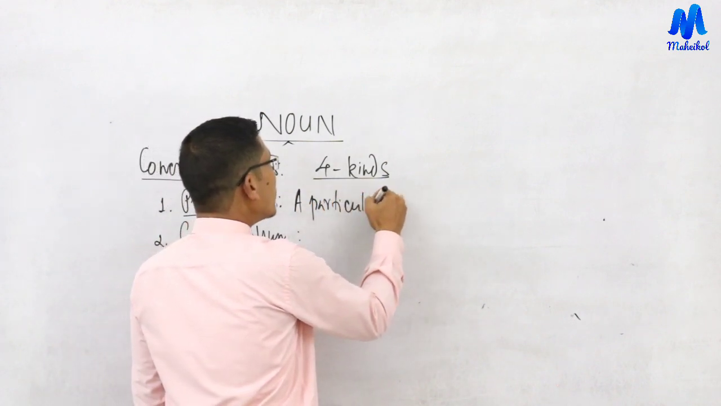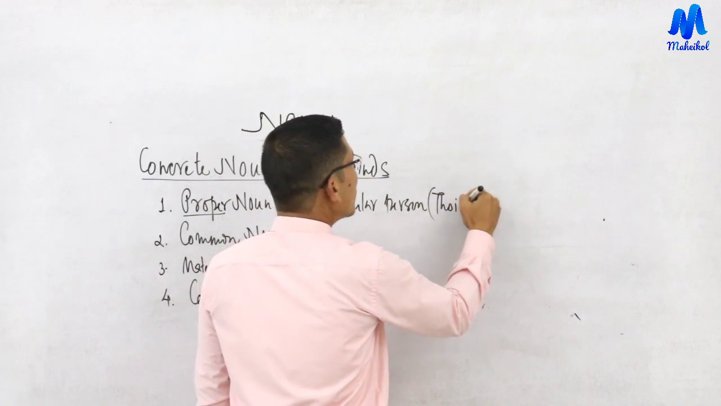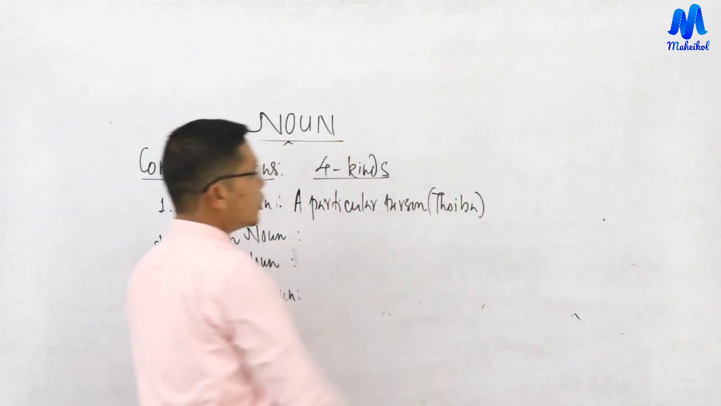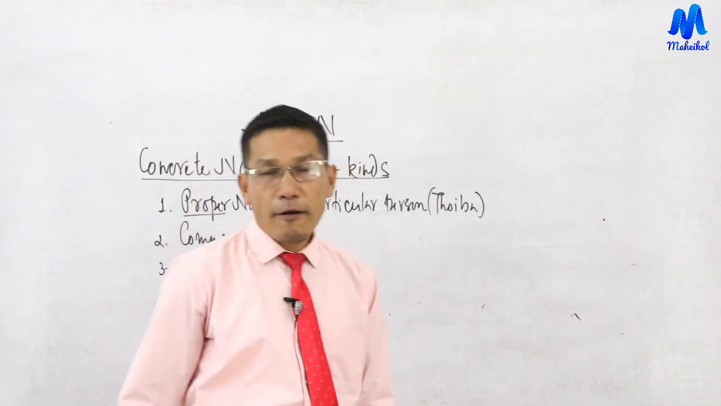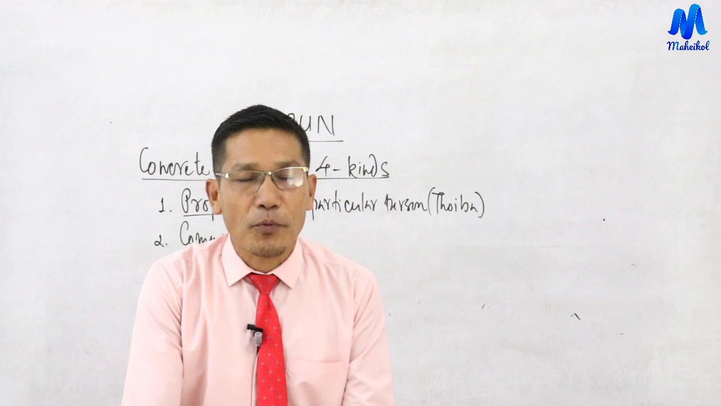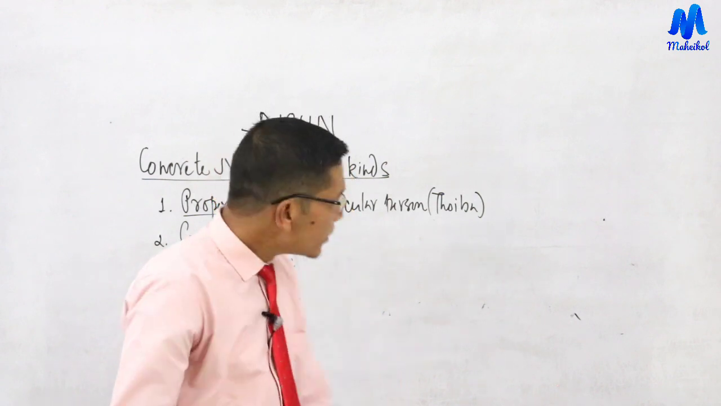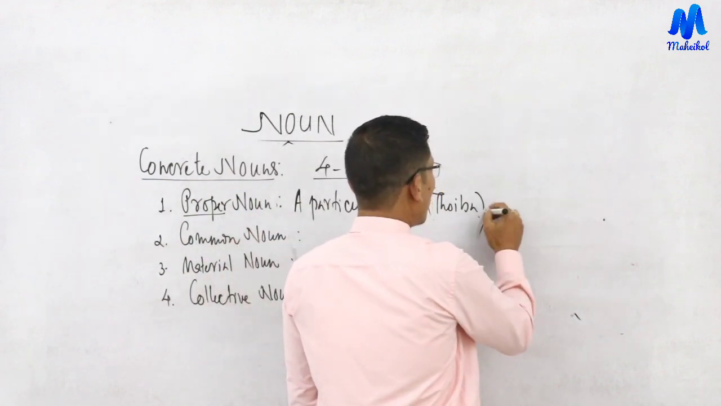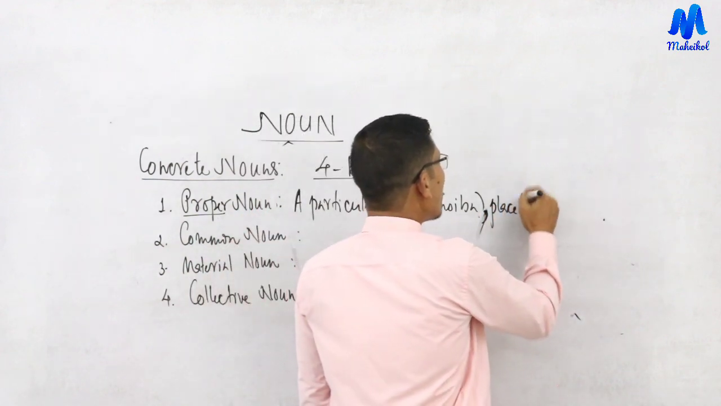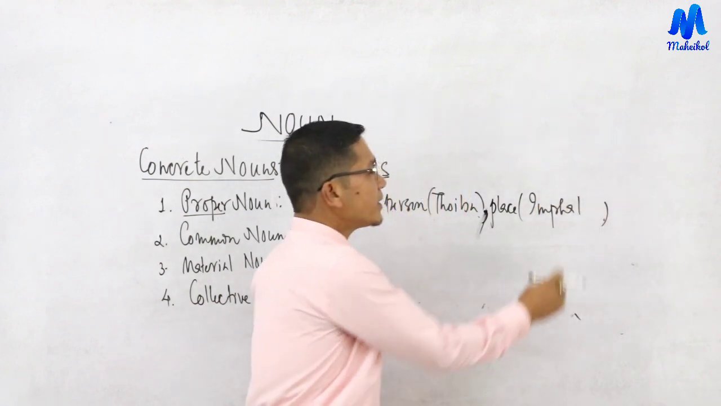A particular person, let's say Thoiba, Chauba, Mani, John, Linda, is a proper noun. Say, for example, let's say place. A particular place, Imphal. I'm going to Imphal. You will understand that I'm going to Imphal.